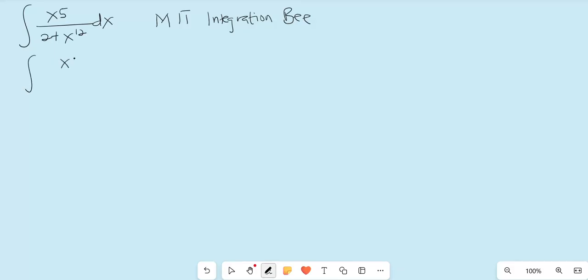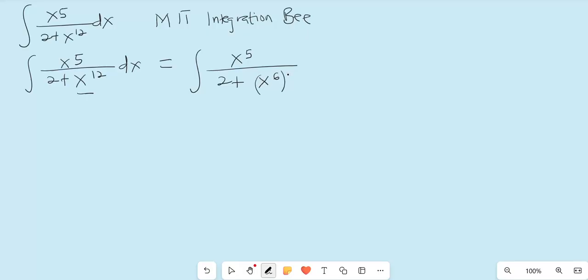First, the integral of x to the 5 over 2 plus x to the 12 dx is equal to the integral of x to the 5 over 2 plus, but with this one I'm going to split it as x to the 6 power all squared dx, and then I'll use a u sub from here, because 6 times 2 is 12, which is the same as the power of x in the denominator. So let's use a u sub here.